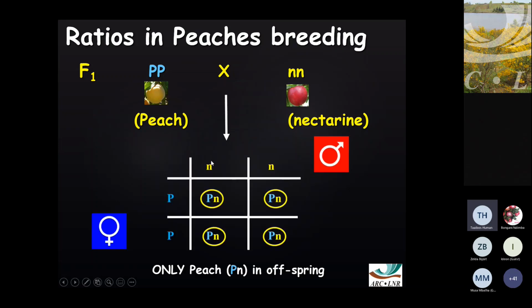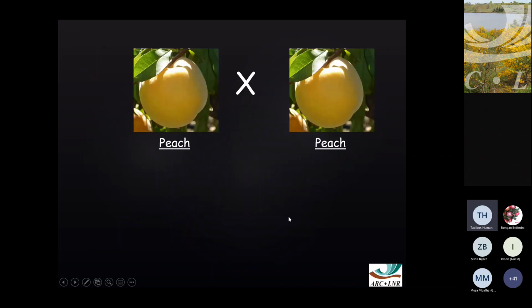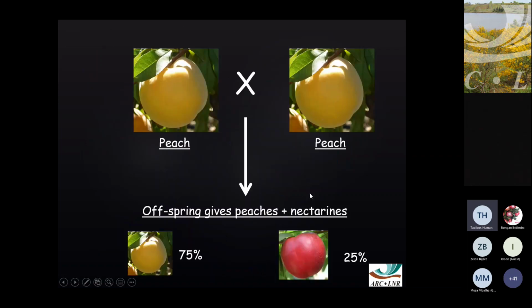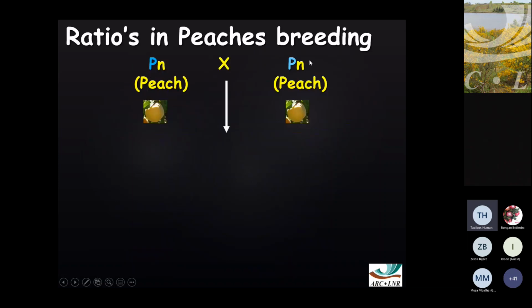And here again in the progeny, if you map it, you can see all the progenies have PN. P is dominant over the N, so all the offspring are peaches. Similarly, if you cross the peaches and you suddenly get nectarines, you can postulate that both parents are heterozygous for the peach nectarine gene. They do carry the gene, but you can't see it. Phenotypically, it is a peach because the gene is dominant over the nectarine.